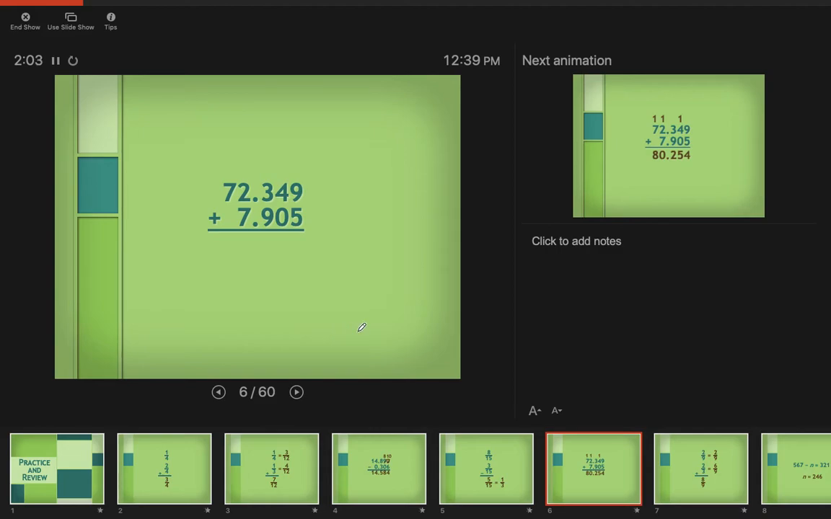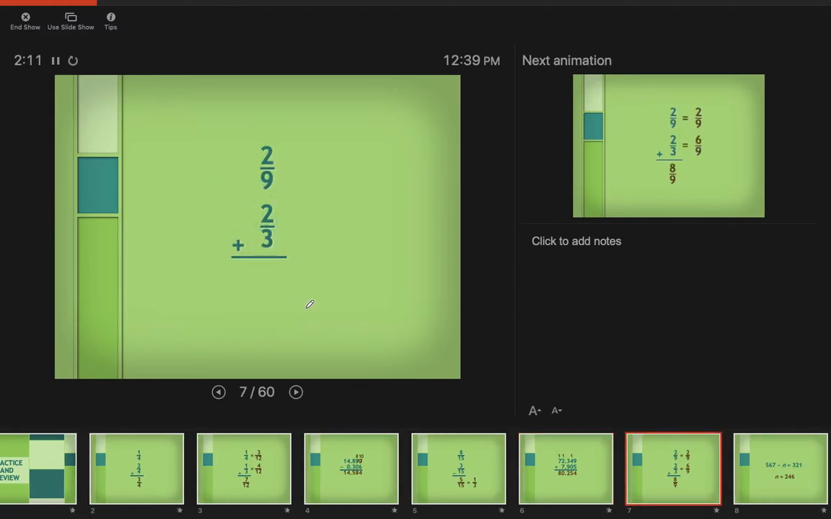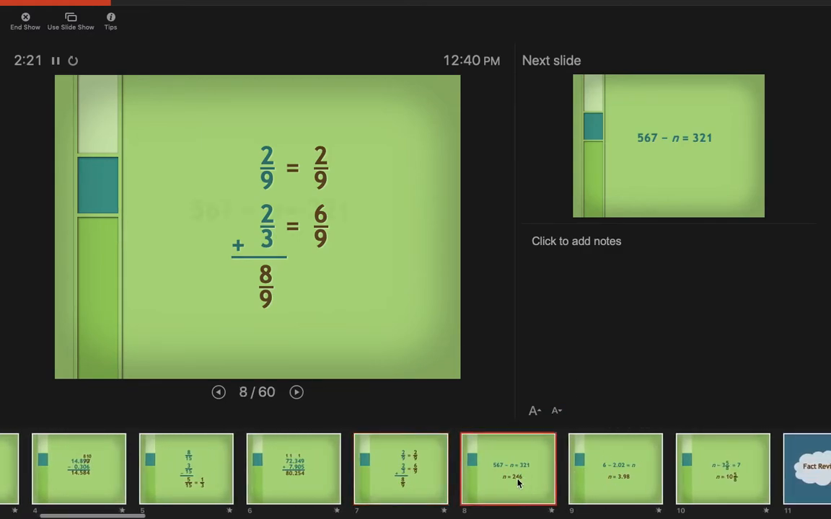Again, when we're adding or subtracting decimals, we need to line up our decimals as you have seen here. Then we can add. I need to get a common fraction denominator. To do that, I find the common denominator of 9. Let's go ahead and skip ahead to this problem right here.